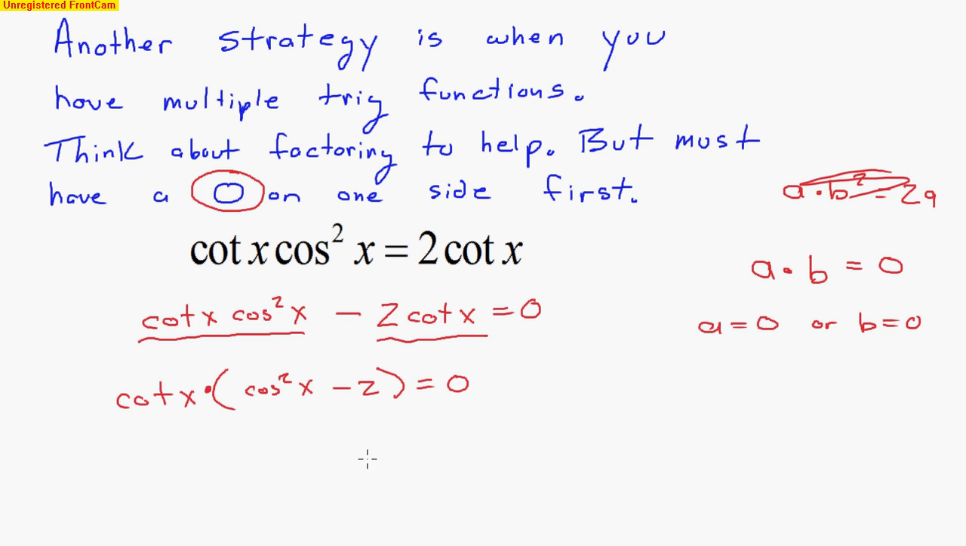So one of these things must be 0. So either cotangent of x equals 0, or cosine squared of x minus 2 equals 0. So now I just got to solve each one of these for possible solutions. When is cotangent 0? Okay, cotangent is the x value from the unit circle divided by the y value.